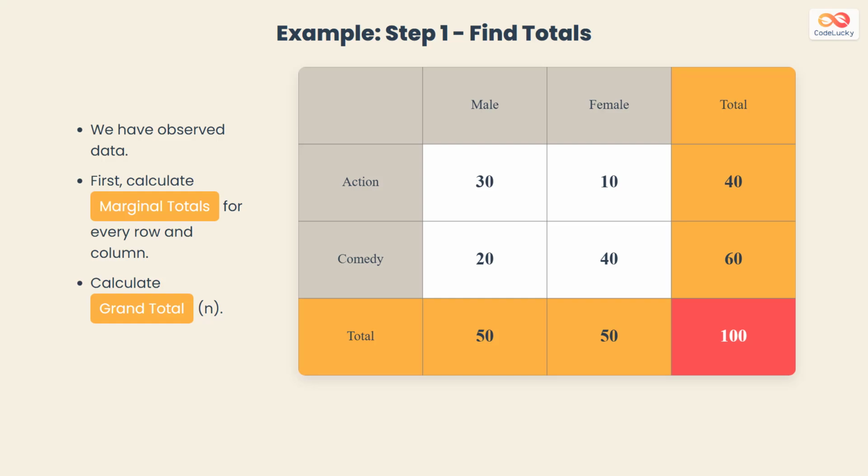Let's apply this to a real example. Here is a table showing gender versus movie preference. Our first step is to ignore the inside numbers for a moment and calculate the totals. We find the total for each row, the total for each column, and the grand total, which is 100.